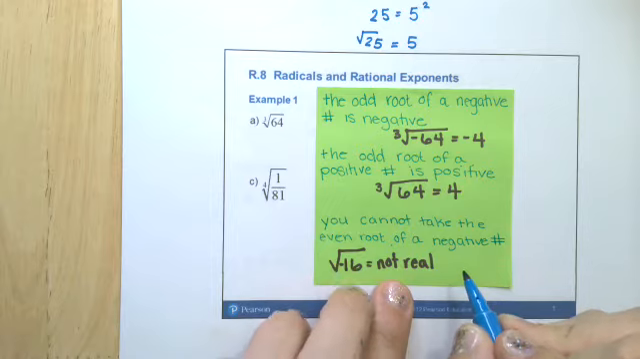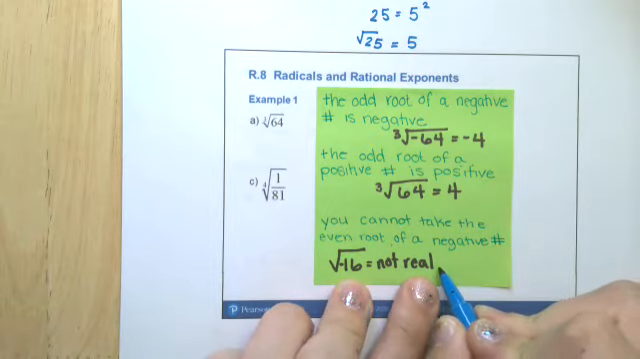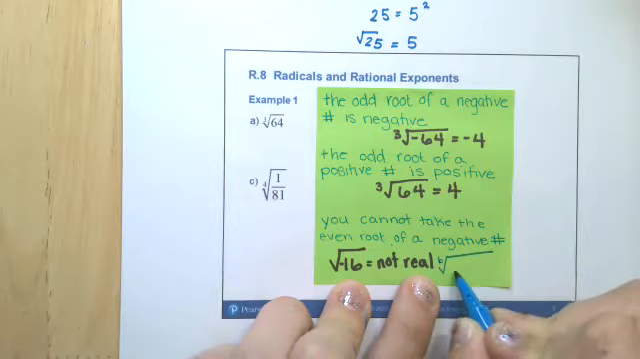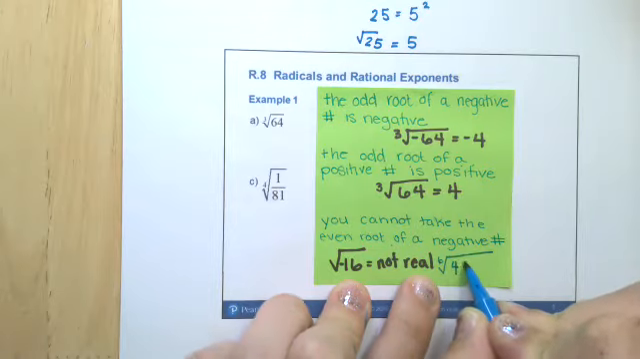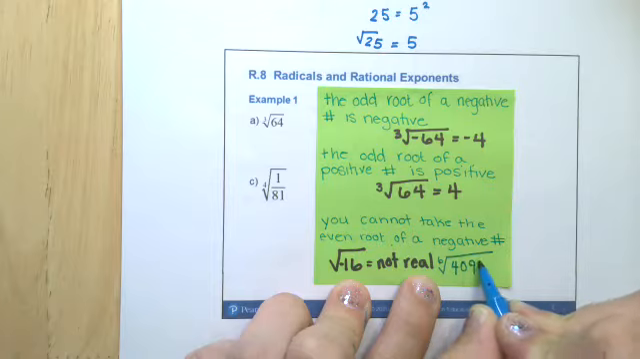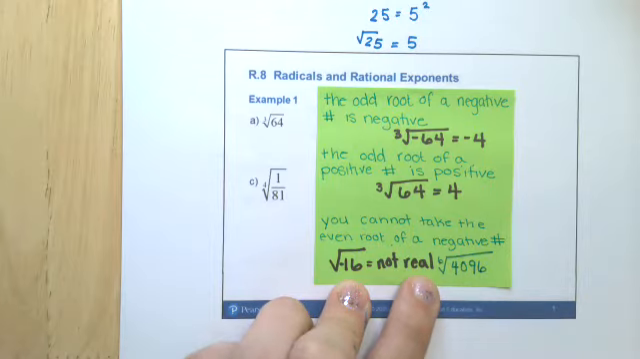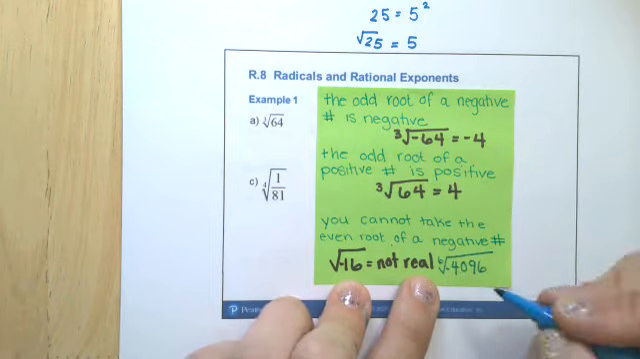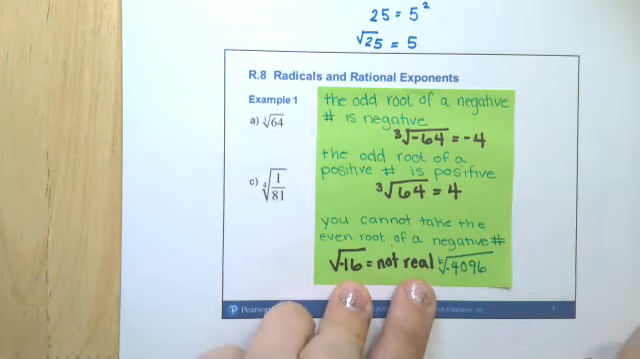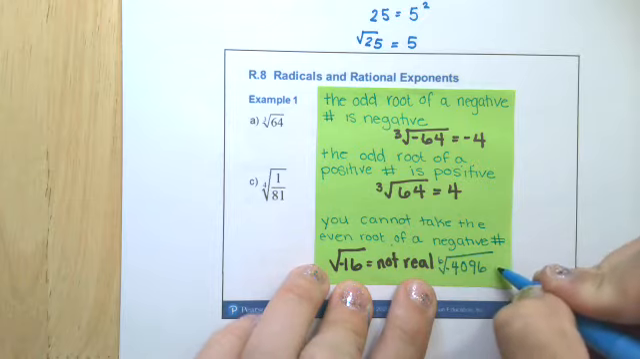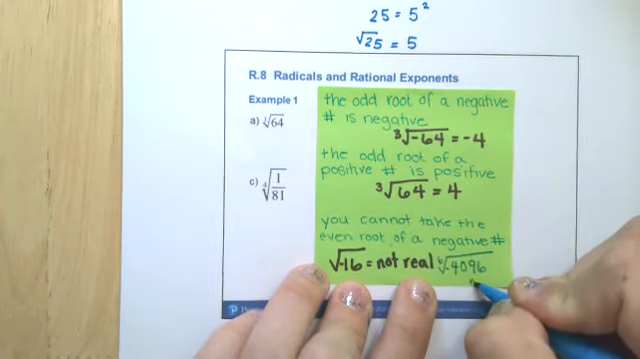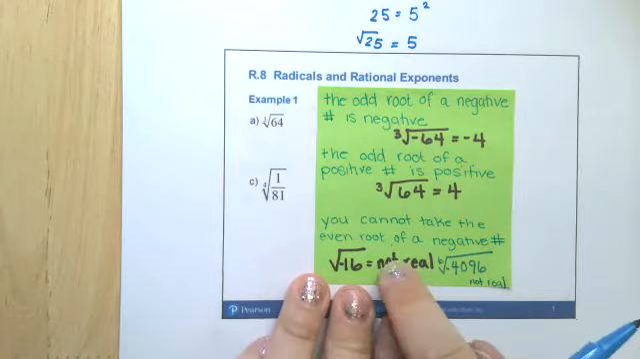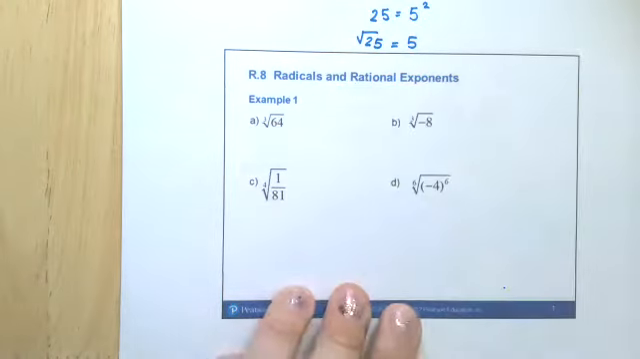Or the example we just did, 6. The 6th root of 4096 is 4. But the 6th root of negative 4096 is also not real. You cannot take the even root of a negative number.